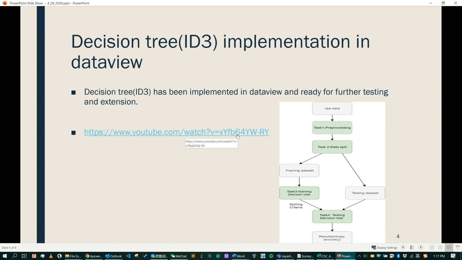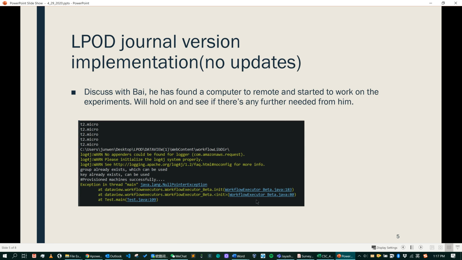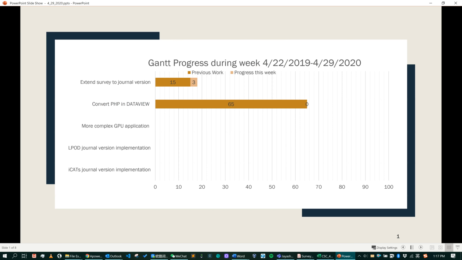I also provide a link to the presentation we made to introduce this implementation. Other than that, I think that's pretty much what I will talk about for the updates in the past week.